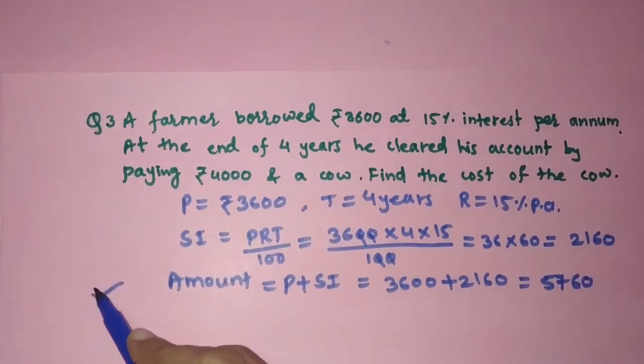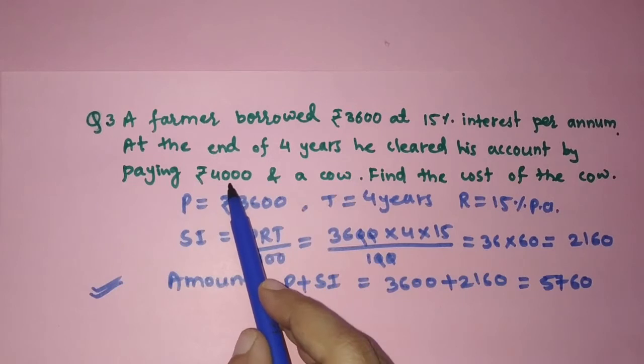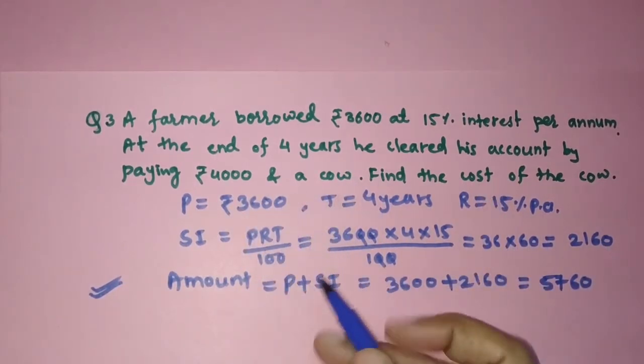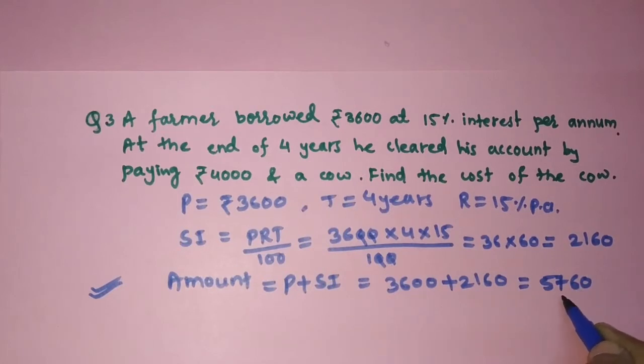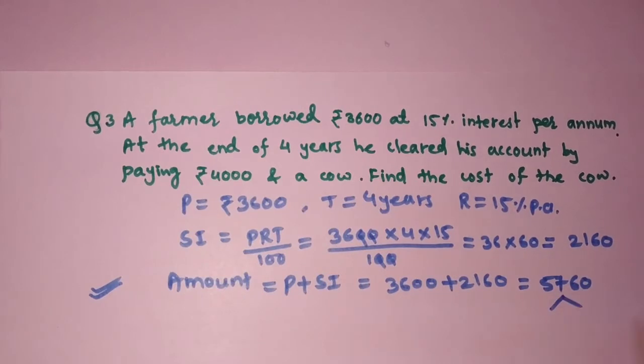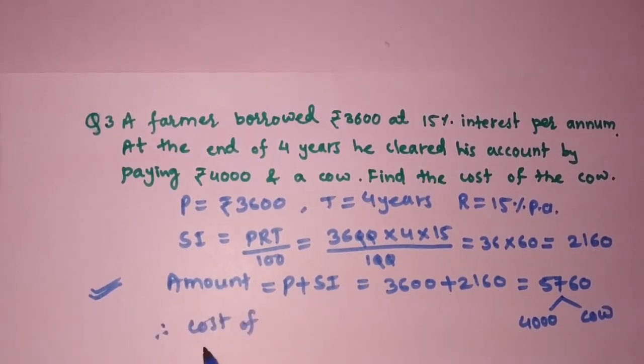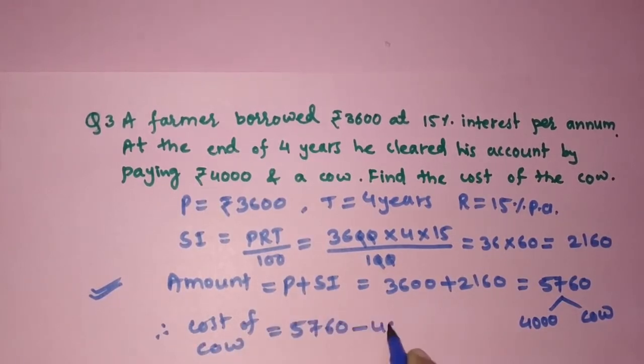But he returned only 4,000 as cash out of this, and the remaining he returned as a cow. So this amount we need to distribute. Of 5,760, he returned 4,000 as cash and the rest as a cow. So we'll write down the cost of the cow is equal to 5,760 minus 4,000. So we'll get rupees 1,760.